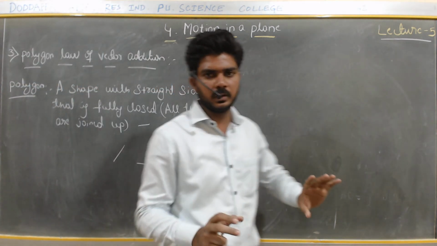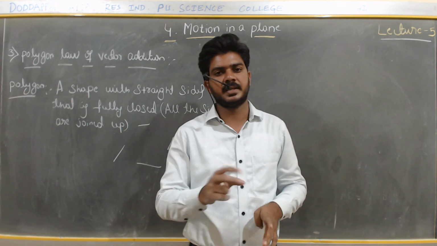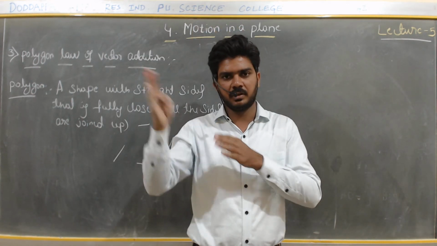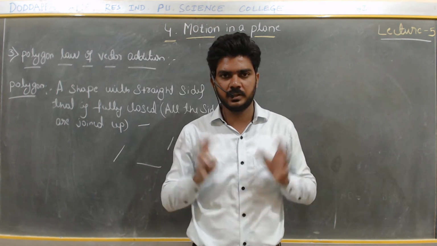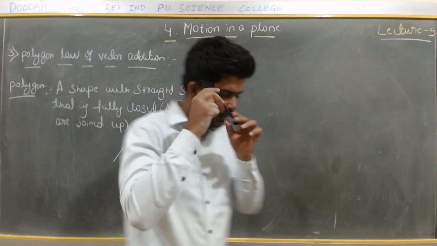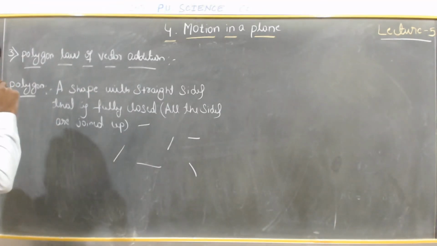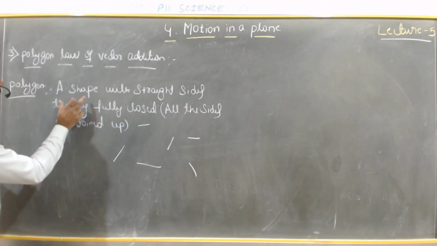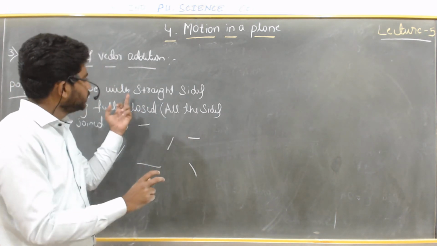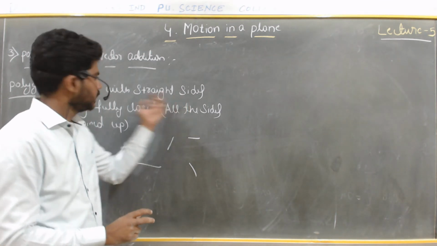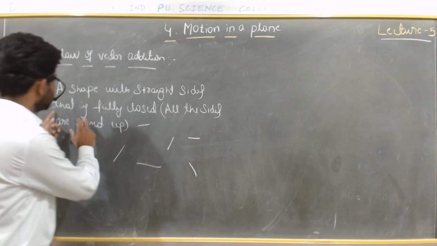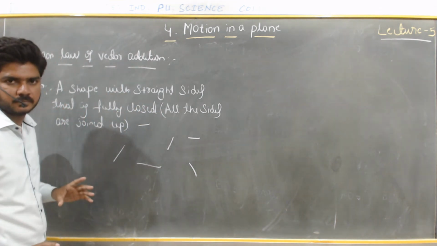Triangle means, you know very well, it has three sides and three corners, and parallelogram means the two opposite sides are equal, that is parallelogram. Next one is polygon. Polygon means what? See, I have written a definition for the polygon. A polygon is a structure or a shape with straight sides that is fully closed, right?